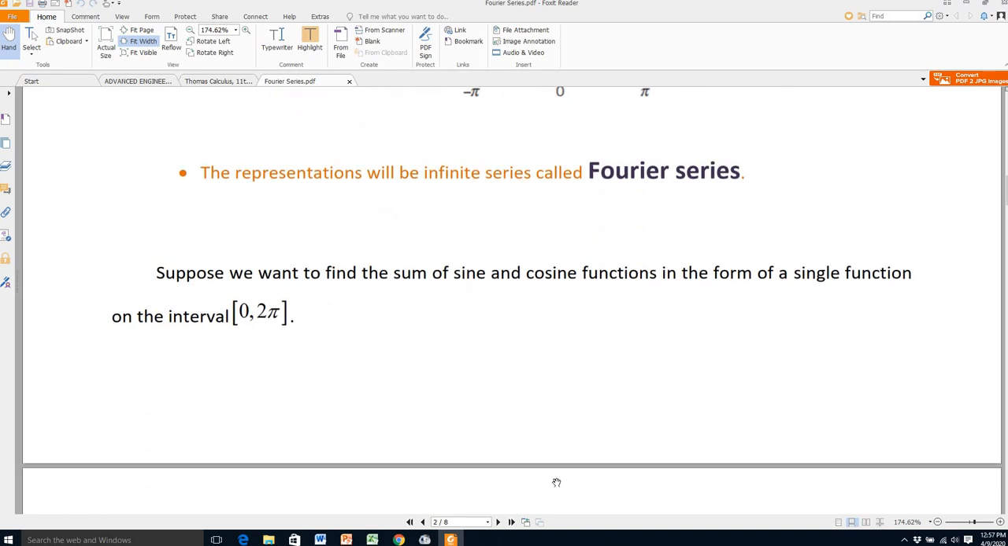And you see here, suppose we want to find the sum of the sine and cosine functions in the form of a single function on the interval 0 to 2 pi.